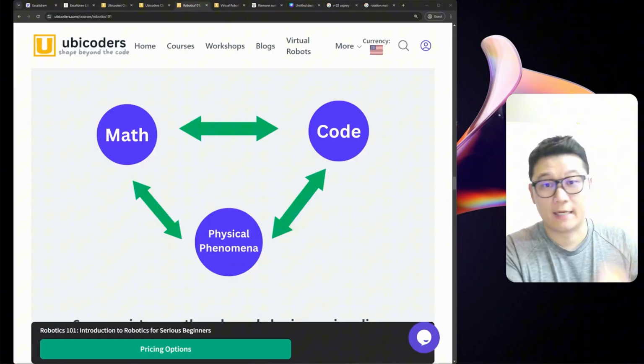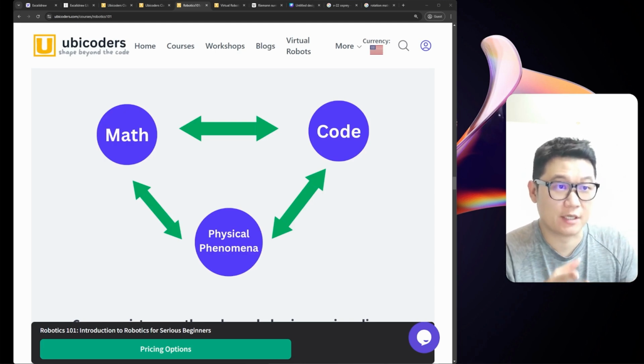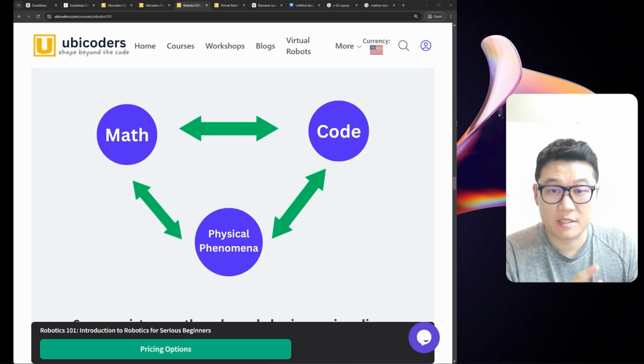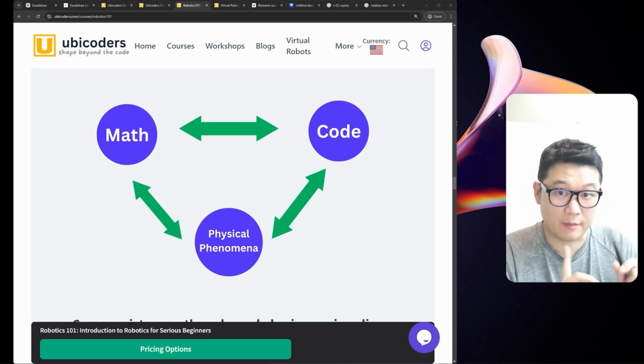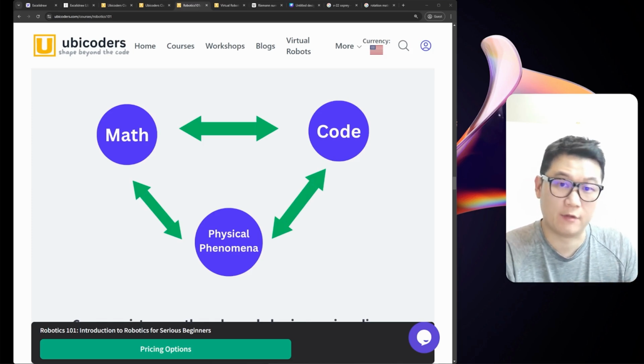Okay, I'd say you don't have to really enroll in this course, but if you have to just start with a robotics project, just keep this in your mind. Always think about the math concept, then how that would actually turn into code, and then how that connects to the actual behavior of the robot.